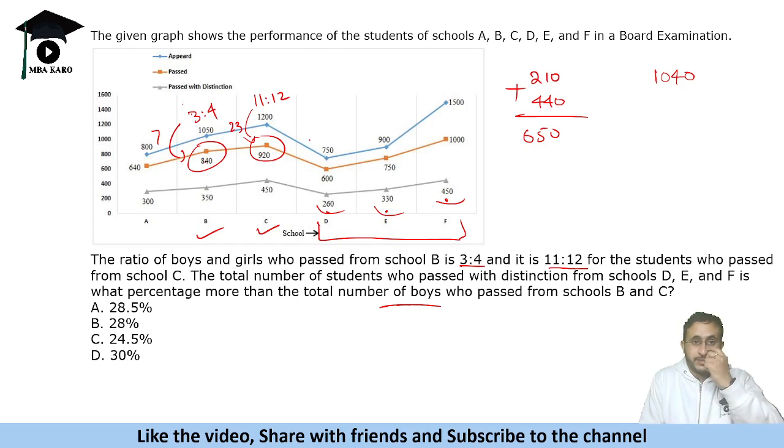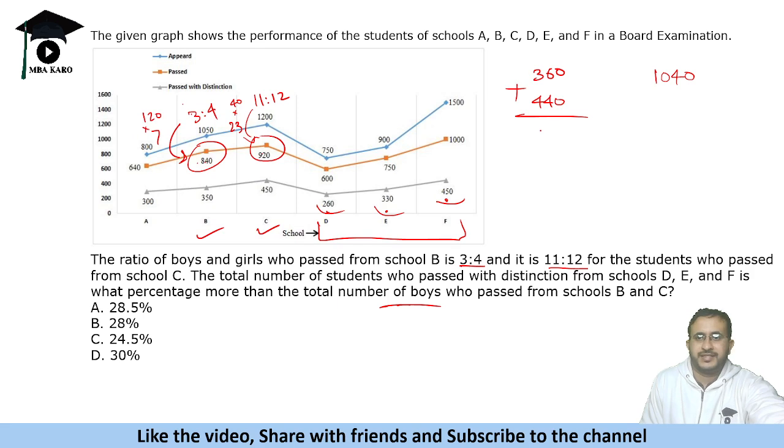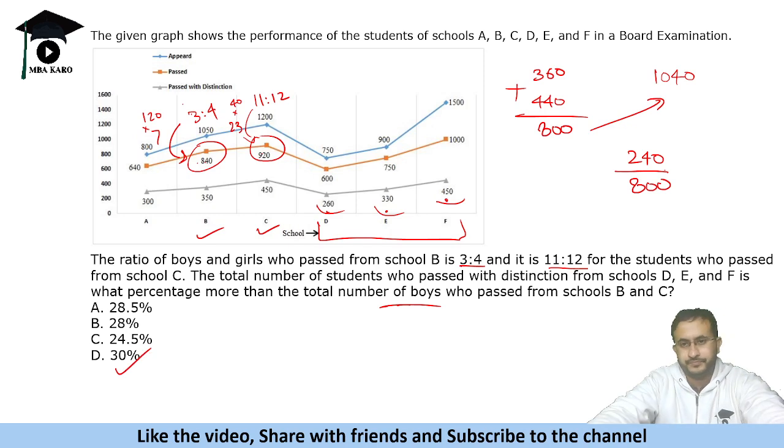Sorry, have we done the calculation correctly? 3 parts will be 360, not 210. 7 parts is 840, so one part is 120. I'm just checking it. And 1 into 3, this is 40, 40 into 11, 40. This is 800. 800 and 1040, so 240 more out of 800 which is 30%. Okay, so this particular set was comparatively easier than most of the other sets which were present in this.